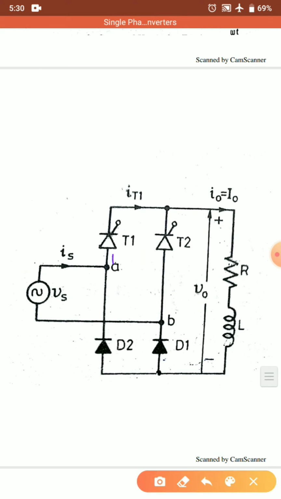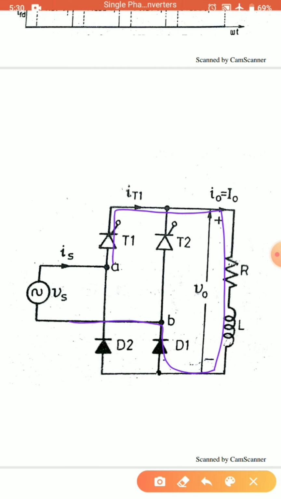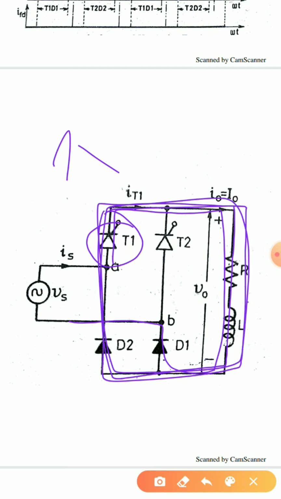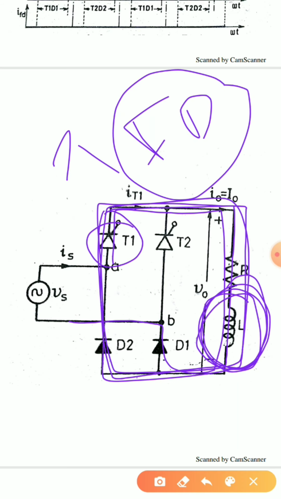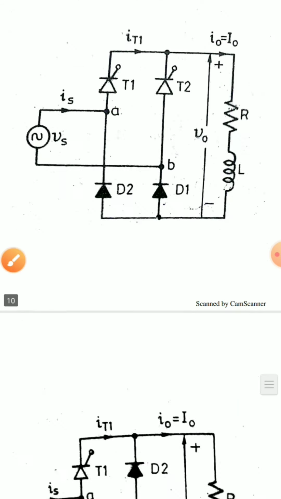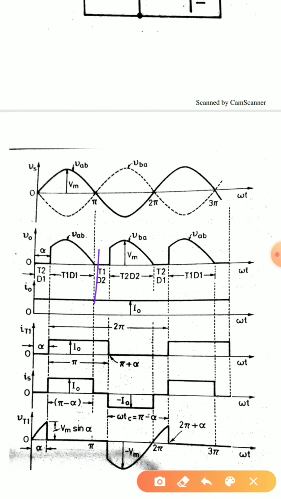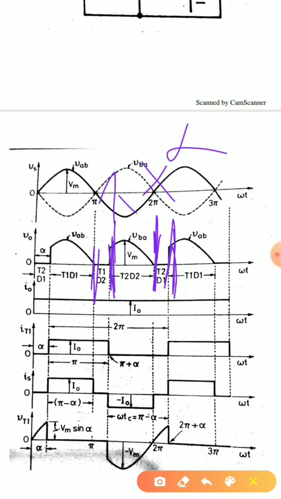After that at pi, this becomes reverse biased. After that this path will be followed. Why will this path be followed? Because the inductor has some stored energy and there is no freewheeling diode. Now it needs a path where this inductor can discharge. In this duration we can clearly see that T1 and D2 are conducting. Again at pi plus alpha, it is clearly seen that T2 and D2 are conducting. Then for the freewheeling period, T2 and D1 are conducting.